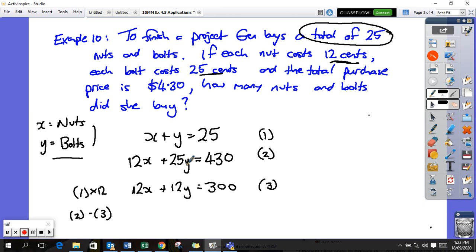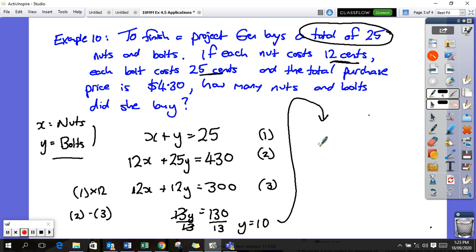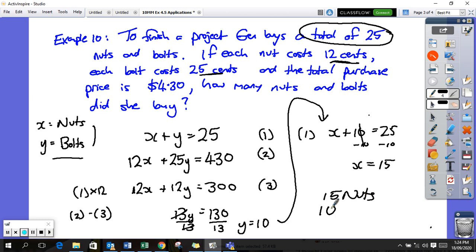12x minus 12x is nothing. 25y minus 12y is 13y. 430 minus 300 is 130. So we divide by 13, and divide by 13 to get y equals 10. And then equation 1 tells us that x plus y equals 25, so x plus 10 equals 25, and so we get x equals 15. So once again, 15 nuts and 10 bolts.